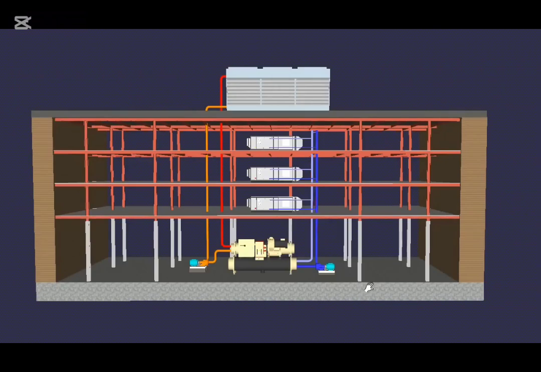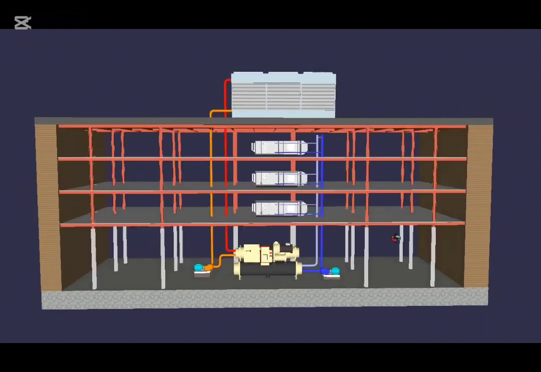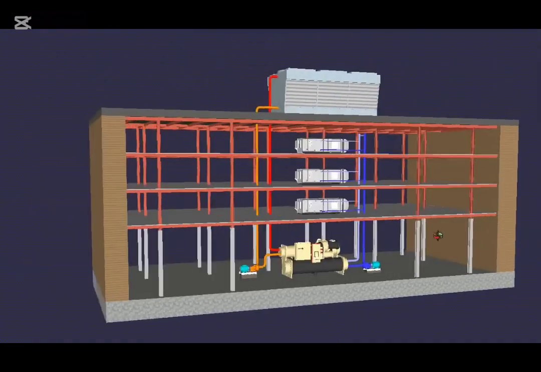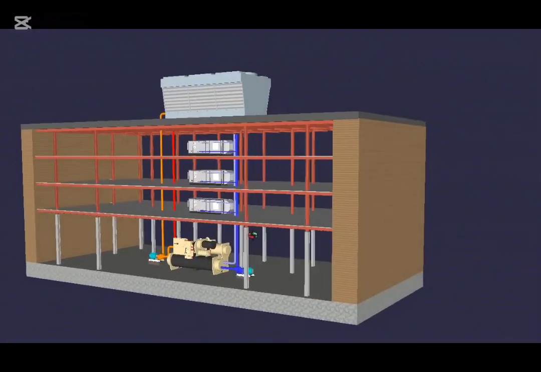In this video we're going to look at the basic operation of a centralized chilled water system. Now this is very typical in office buildings all around the world, and we've got a little model here of a basic office building stripped of all its insides.